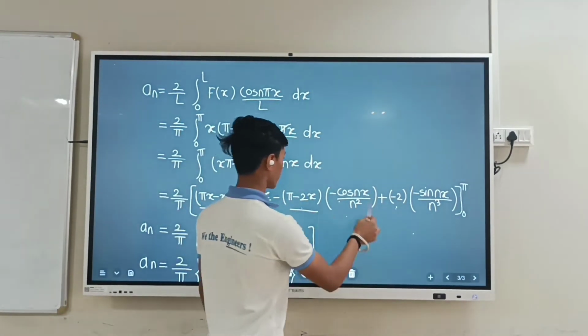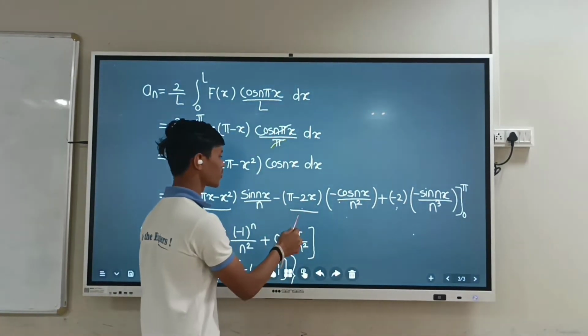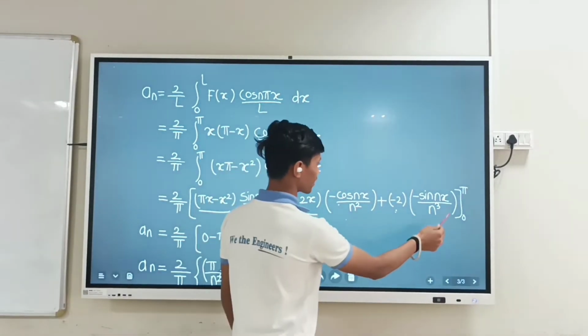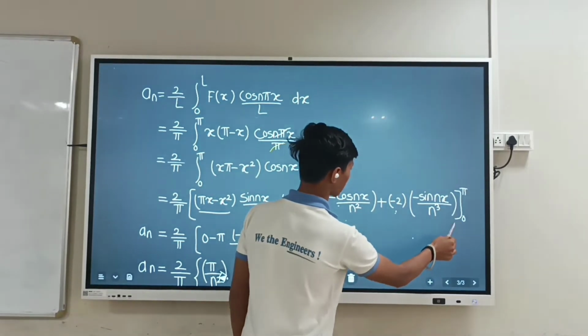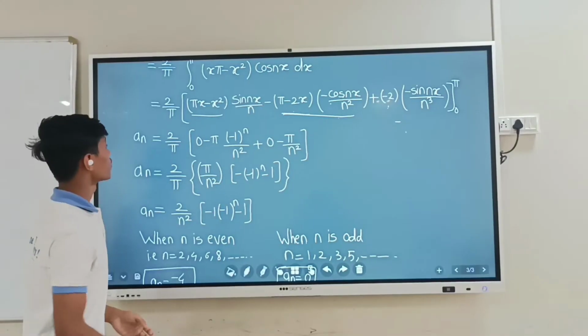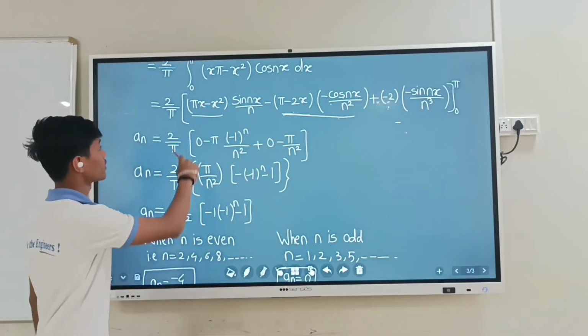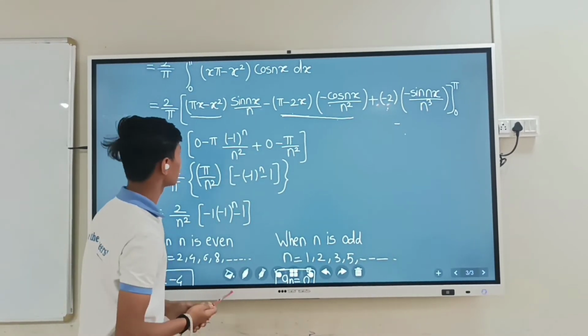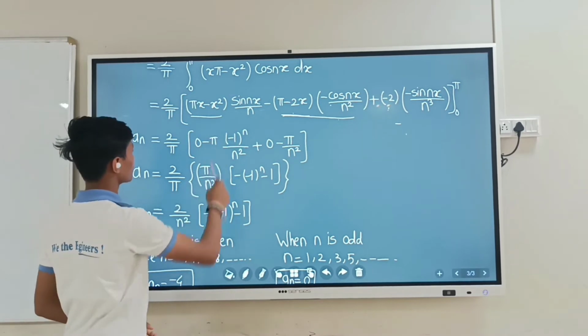This will become... the derivative of this part will become -2, and again the integration of this part will become minus sin nx upon n cubed. The limit varies from 0 to pi. Now we have to put the limits. In place of x we put pi. Sin n pi will be 0, and the whole term becomes 0.